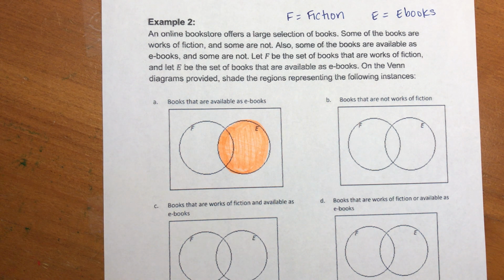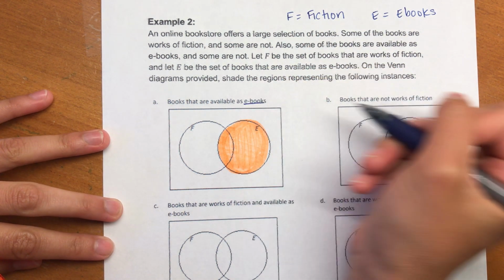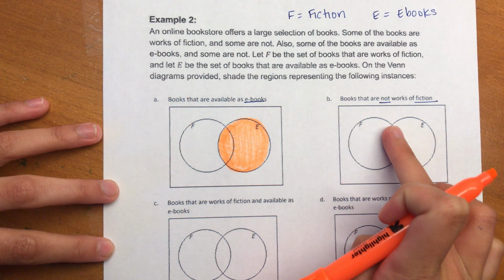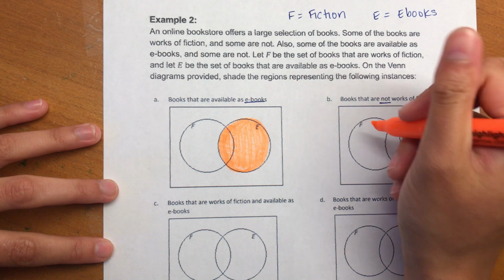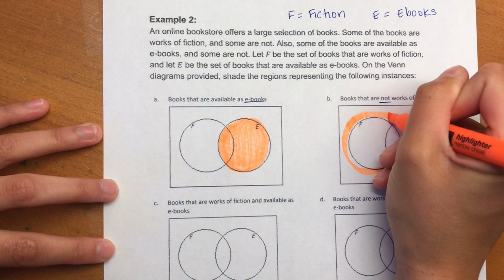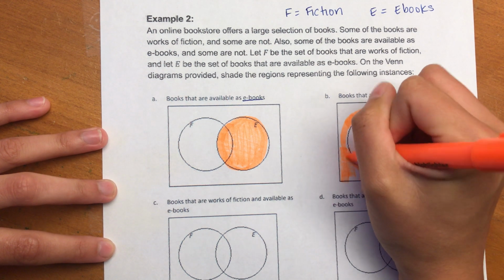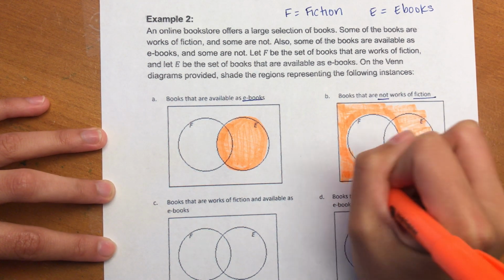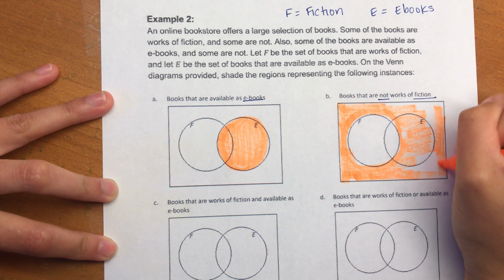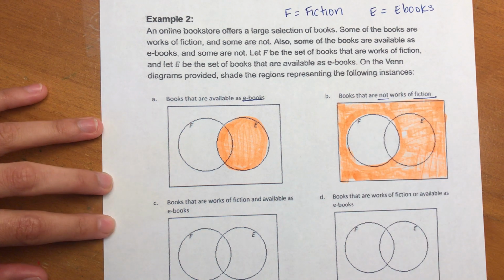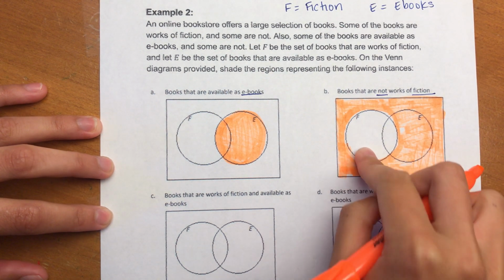B, books that are not works of fiction. Okay, so this is ebooks. This is not works of fiction. So if I know that fiction is this circle, if I'm looking for not works of fiction, that would be everything outside of that circle, right? We're saying not works of fiction. Could include some ebooks, but not all the ebooks. So this is all not works of fiction. Need a better highlighter. Not works of fiction. So not F.